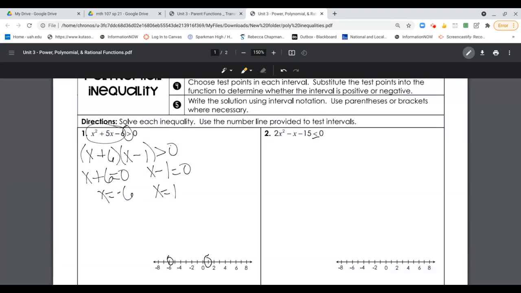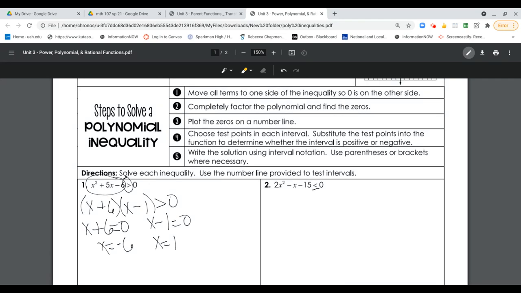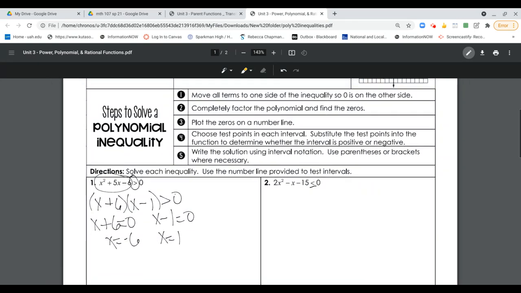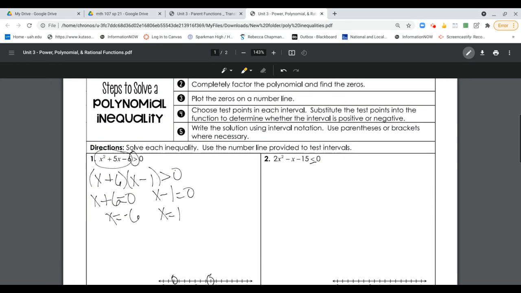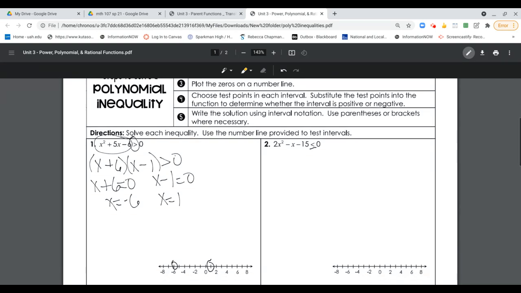So now I did step number 1. I moved all the terms to one side so that the inequality has 0 on one side. I completely factored it. I found the zeros, which are negative 6 and 1. I plotted those zeros on a number line with the appropriate open circle versus solid circle, and I'll show you the solid circle ones in example 2.